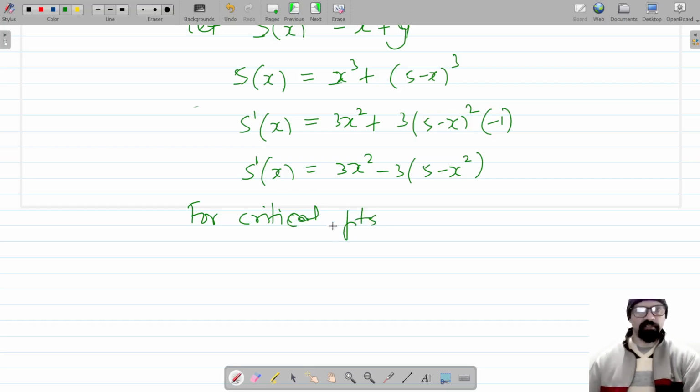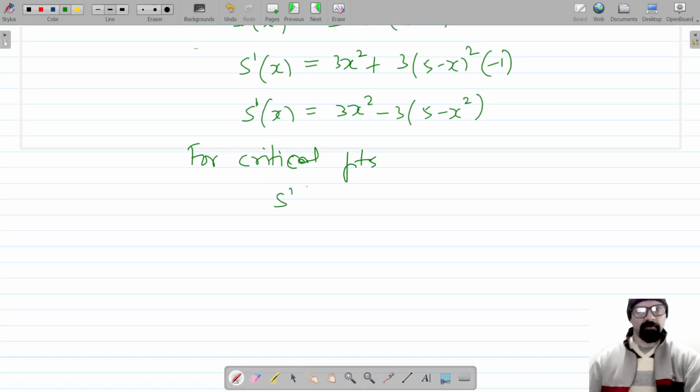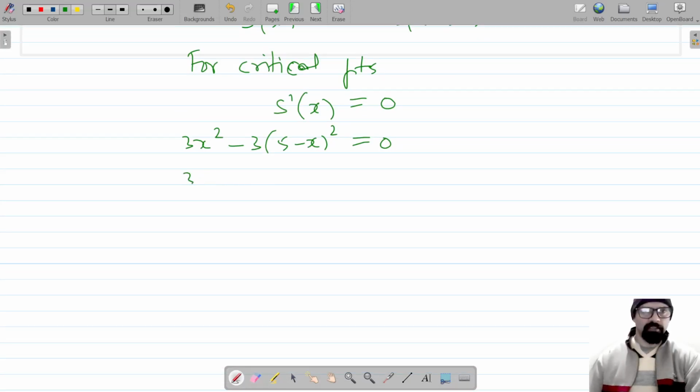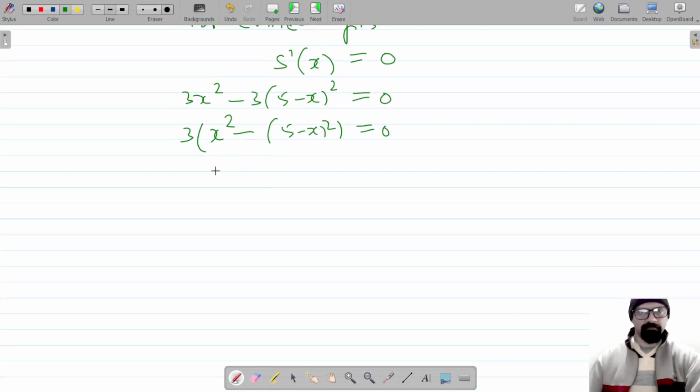तो for critical points के लिए s dash x को करना पड़ेगा 0 और ये हो जाएगा 3x square minus 3 into (5 minus x) the whole square is equal to 0. Or rather I can take 3 common here. So अगर मैंने यहाँ 3 common लिया तो बन जाएगा x square minus (5 minus x) the whole square into 0 और ये हो जाएगा x square.